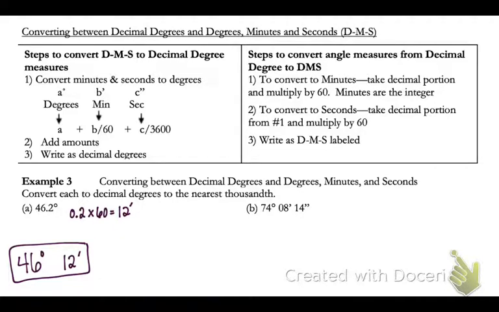If we had a decimal with the 12, then we would have had to go to step 2 and move on to converting that decimal to seconds. We'll see an example of that later.